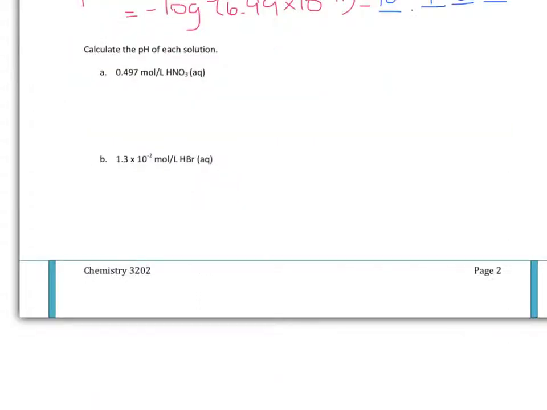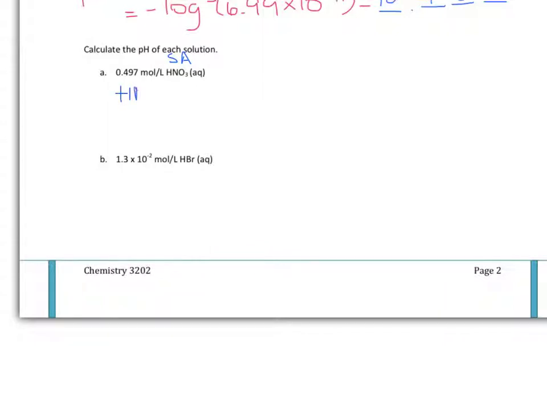Let us now try several examples where the hydronium ion concentration has not been directly given to us. Calculate the pH of a solution of 0.497 molar nitric acid. The first question you need to ask yourself is, is nitric acid a strong acid or a weak acid? You can look at your acids and bases strengths table if this was Chemistry 3202, but ensure you have this memorized for the IB exam. Nitric acid is in fact a strong acid. Recall that strong acids ionize out 100% to their products.